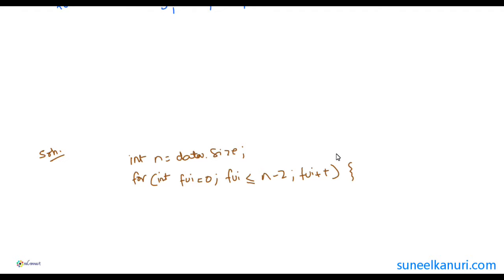And for each value of FUI, we do know that CI goes from FUI plus 1 all the way till CI is less than or equal to n minus 1, and CI plus plus. So that's our basic structure.